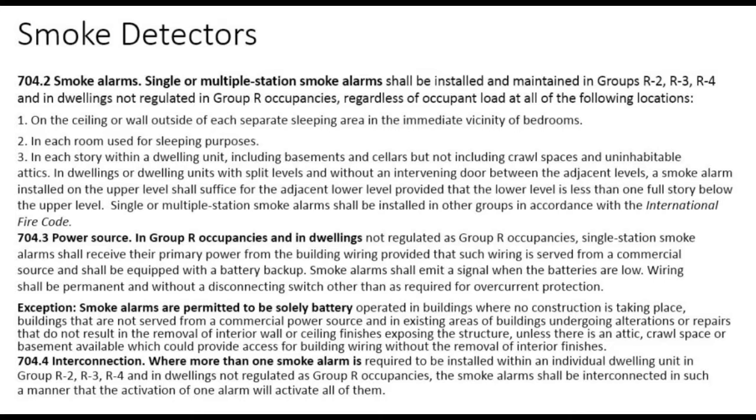Single station smoke alarms shall receive their primary power from the building wiring, provided that such wiring is served from a commercial source. Smoke alarms shall emit a signal when the batteries are low. Wiring shall be permanent and without a disconnecting switch, other than as required for overcurrent protection.